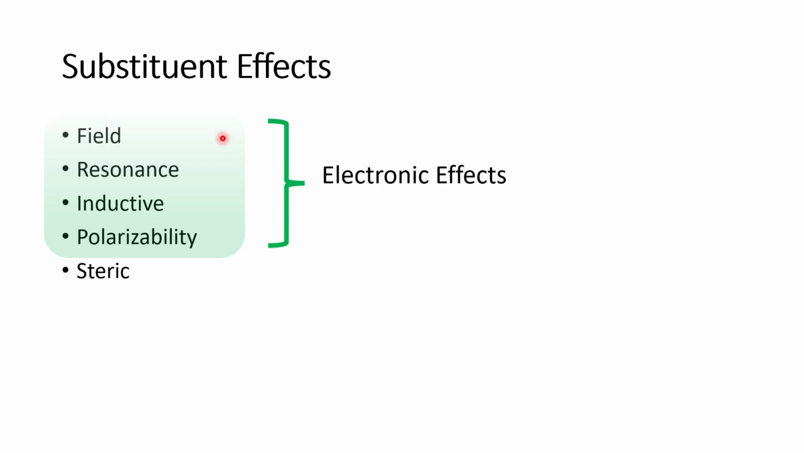Out of these 5 substituents, the first 4, field, resonance, inductive and polarizability, can be considered as electronic effect, whereas the steric effect largely depends upon the size of the substituent. Often in major textbooks, it is quoted that trends in chemistry can be explained by either electronics or sterics, because sometimes the steric can be considered as a separate effect depending on the size of the substituent.